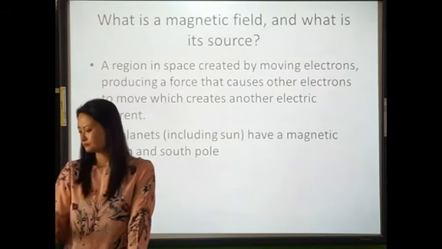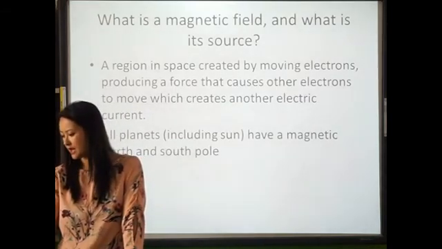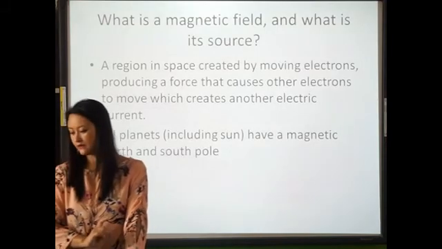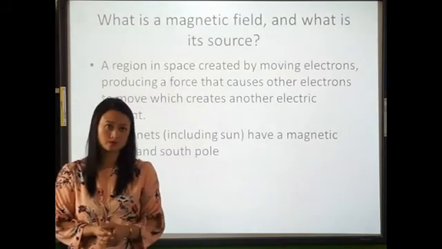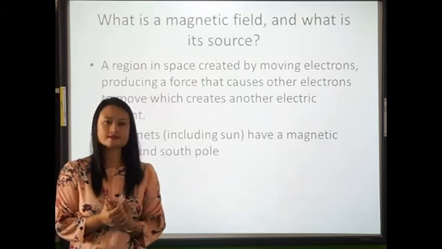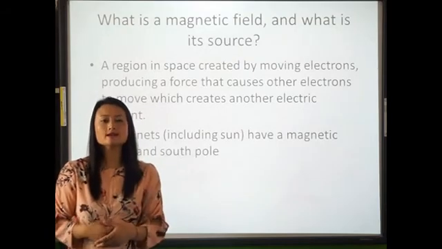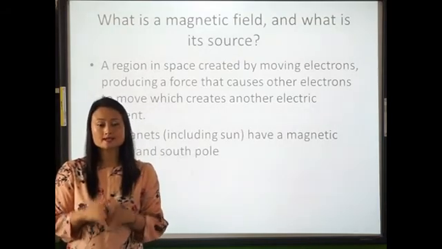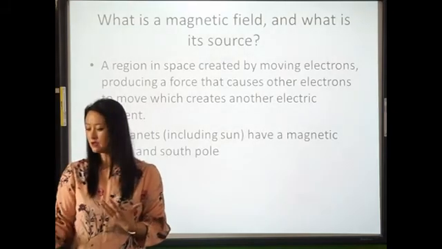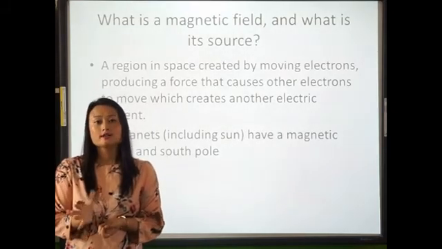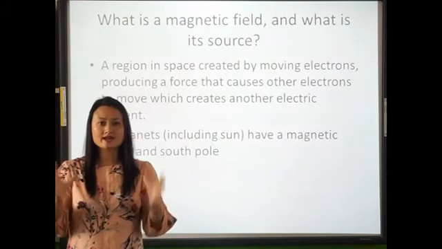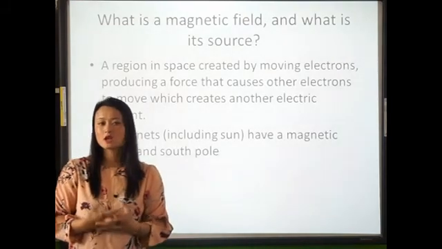We discussed this already, and remember this: all planets, including the Sun, have a magnetic north pole and south pole. So you know, Earth has two poles, the north pole and the south pole. All the planets, including Earth, and the Sun, they all act like big, gigantic magnets.